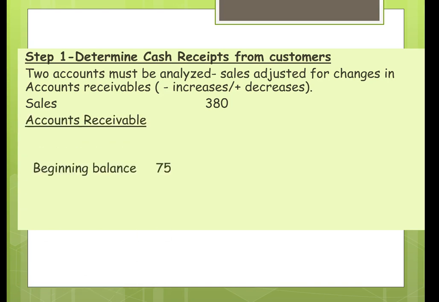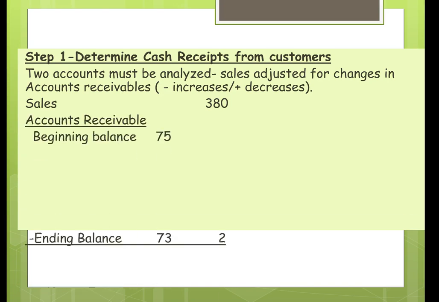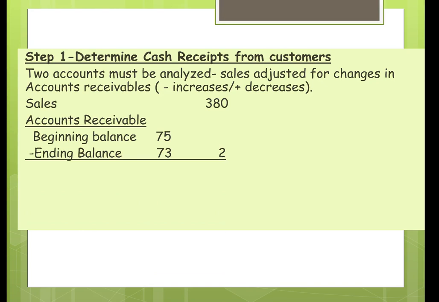So in our case, we had a beginning of 75, we ended up with 73, which means we collected an additional 2,000 in cash along with the 380,000.